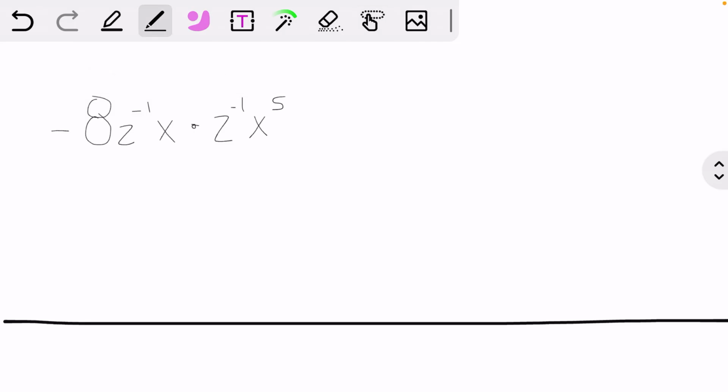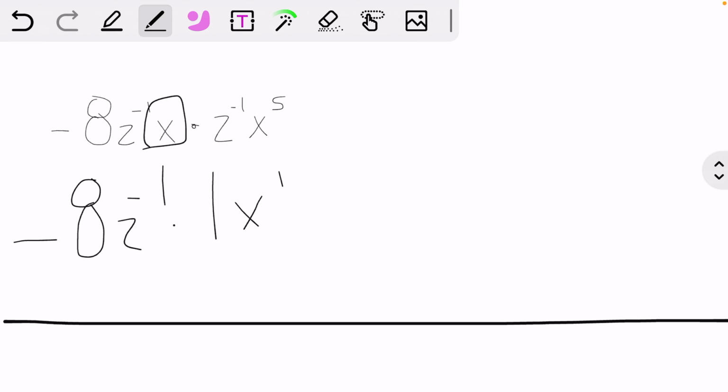All right, so we're going to put all of these monomials in their complete form. So we got -8 z to the negative first times 1x to the first, which is this right here. Again, please go watch that anatomy video if that's confusing to you. And then we got 1z to the negative first power times 1x to the fifth power.